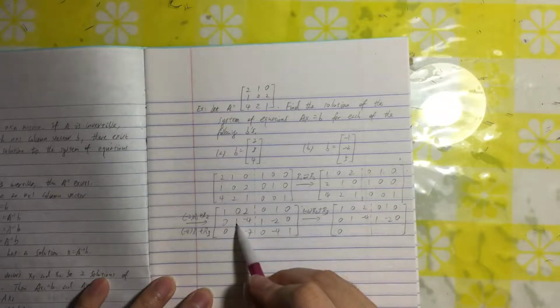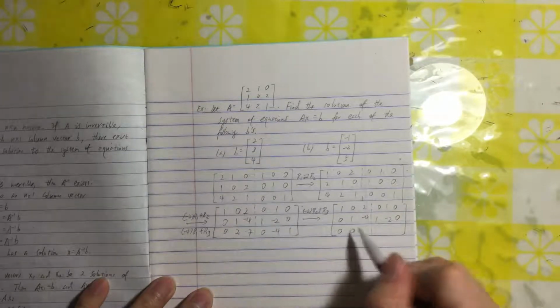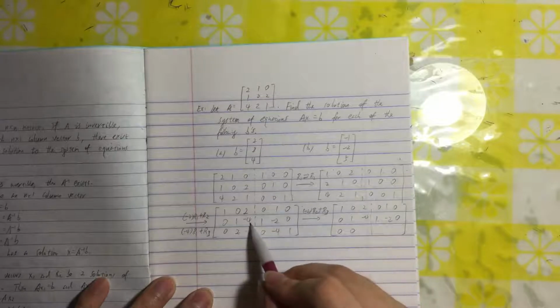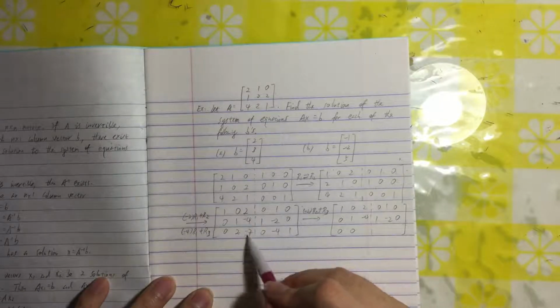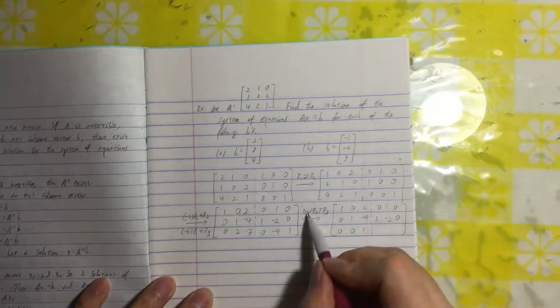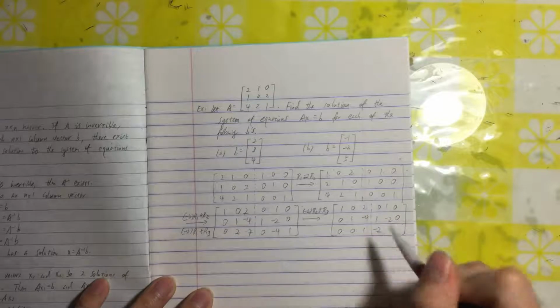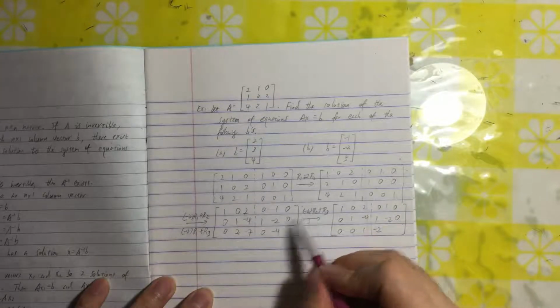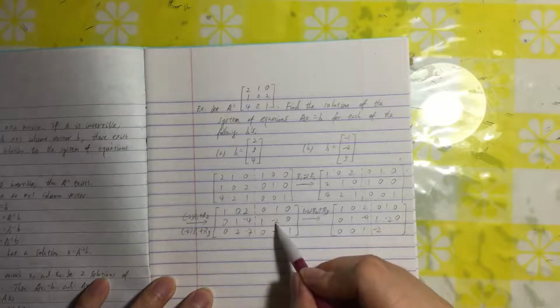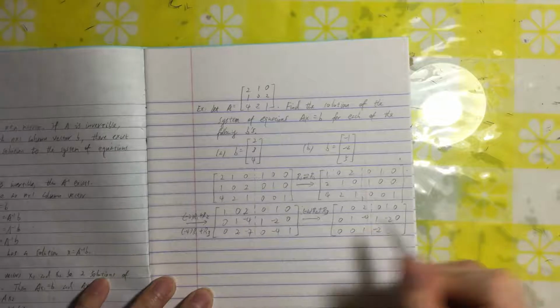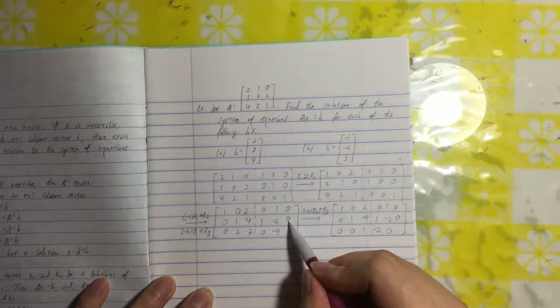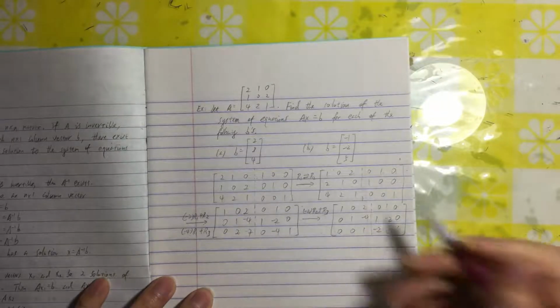Negative 2 times 1 is negative 2. Negative 2 plus 2 is 0. Negative 2 times negative 4 is positive 8. Positive 8 plus negative 7 is positive 1. Negative 2 times 1 is negative 2. Negative 2 plus 0 is negative 2. Negative 2 times negative 2 is positive 4. 4 plus negative 4 is 0. Negative 2 times 0 is 0. 0 plus 1 is 1.